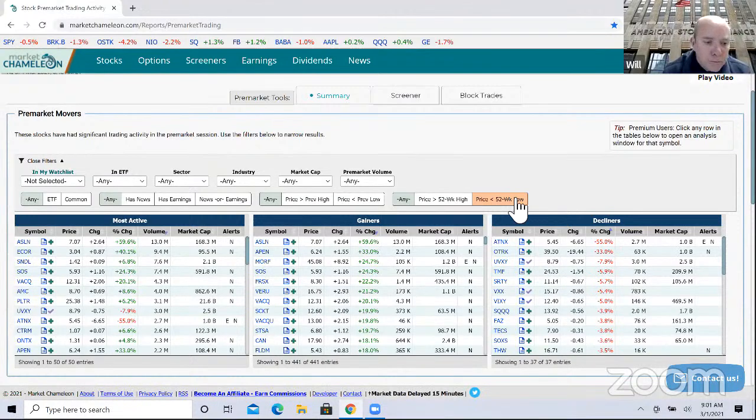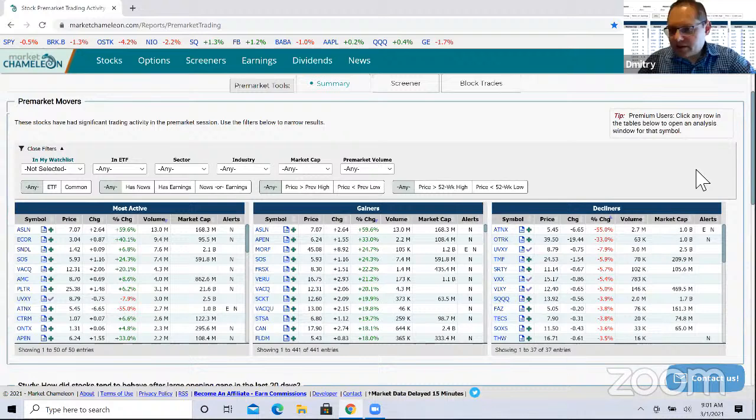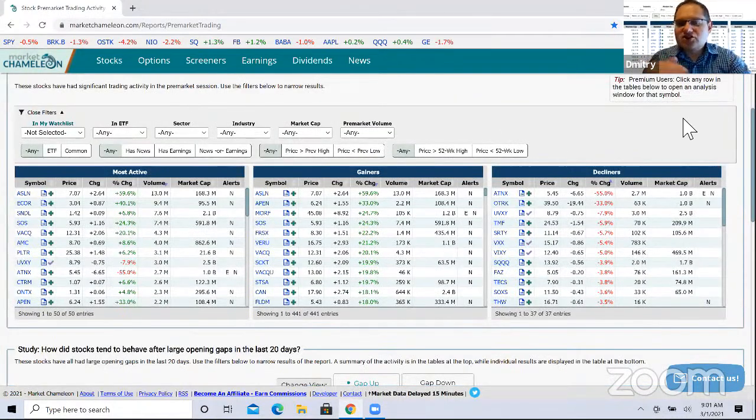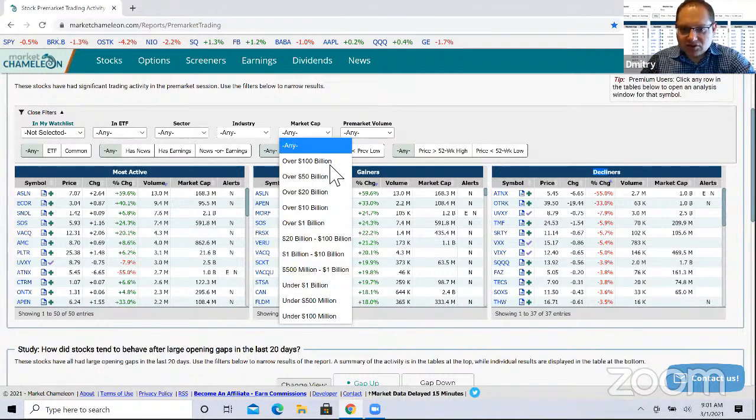All right. So we'll start out with the pre-market report. These are stocks moving or trading in the pre-market hours. We have the most active stocks, biggest percentage gainers, biggest percentage decliners. Let's take a look first at a more filtered report, what's going on in the higher market cap stocks. I'm going to use this filter and look for stocks with a market cap of 20 billion or higher.